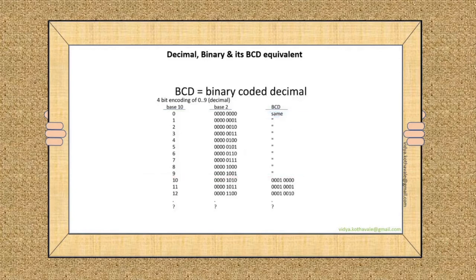But from decimal 10 onwards, the binary equivalent and the BCD equivalent of the given decimal number are different. For example, decimal 10 has its binary equivalent as 1010, and decimal 10 has its BCD equivalent as 0001 0000.